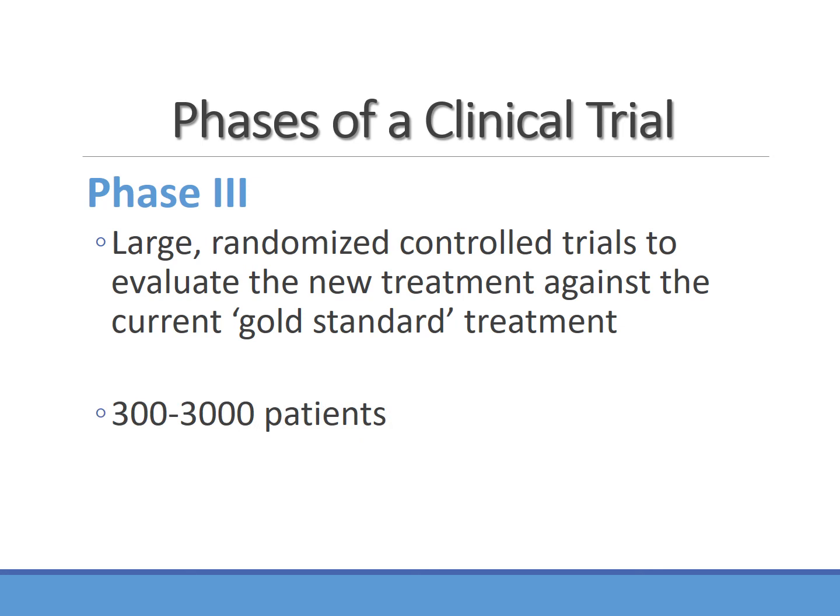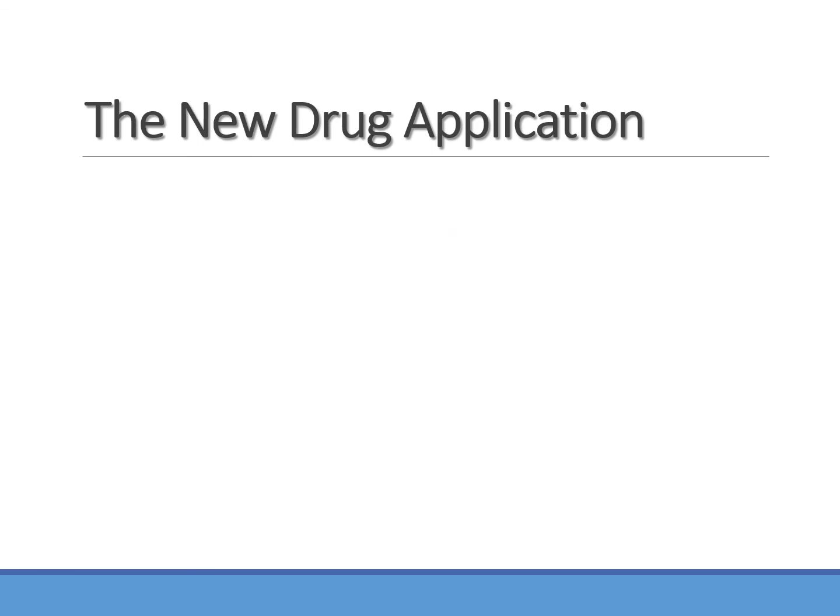300 to 3,000 patients. This is getting very large. These studies will be done across the country and will involve a lot of different sites. This will not be just you. So the new drug application comes in after the phase 3 study is done. If the phase 3 study says, yes, the new drug is as good as or better than the current standard treatment, then the new drug application is submitted. We will call it an NDA, and the NDA is the formal request to the FDA to approve a drug to be sold.